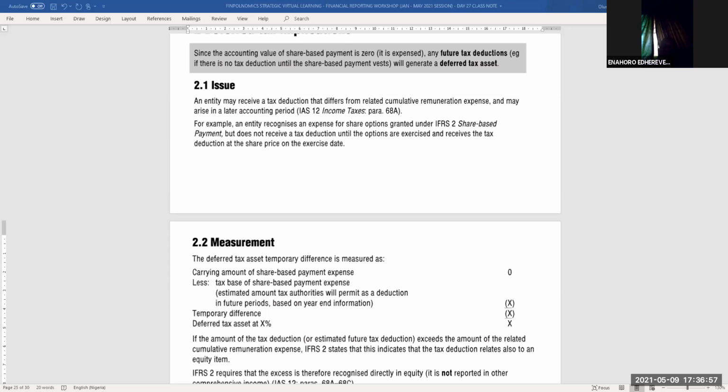Okay, should I continue? Yes. Measurement. Should I read the measurements? Yes, sir. Okay.